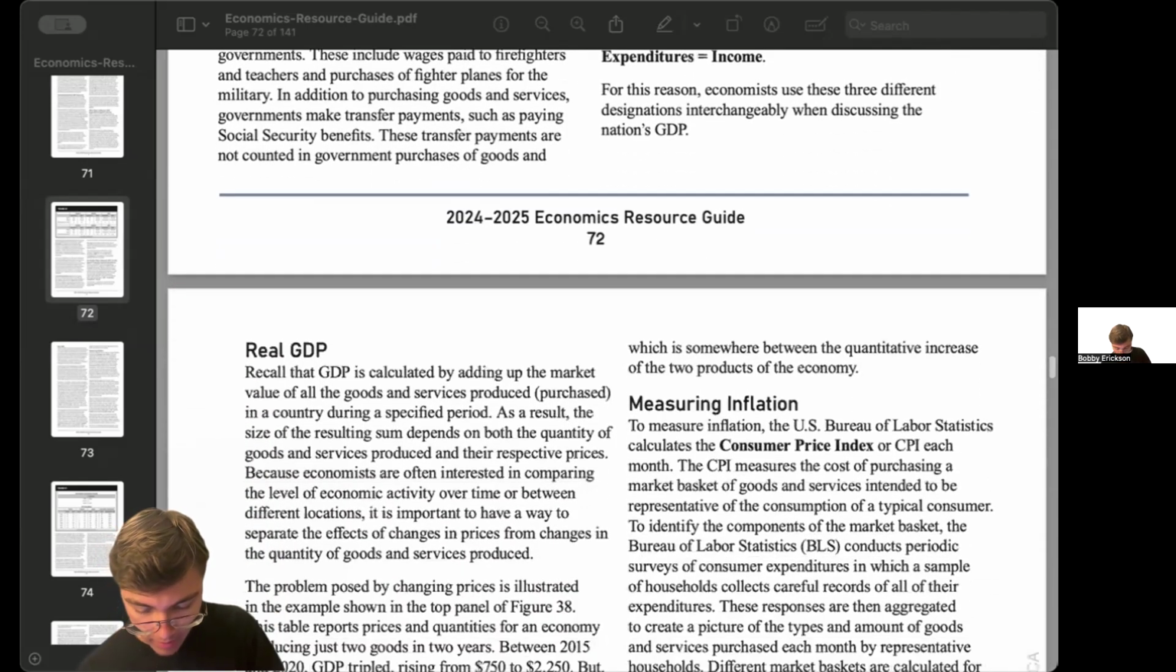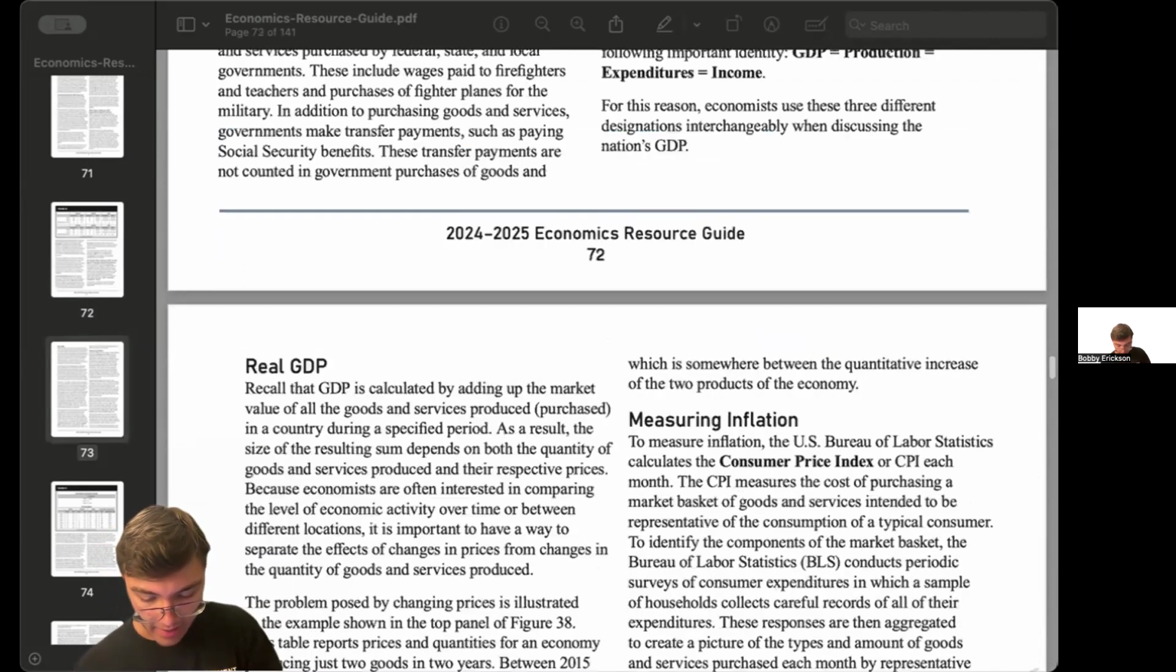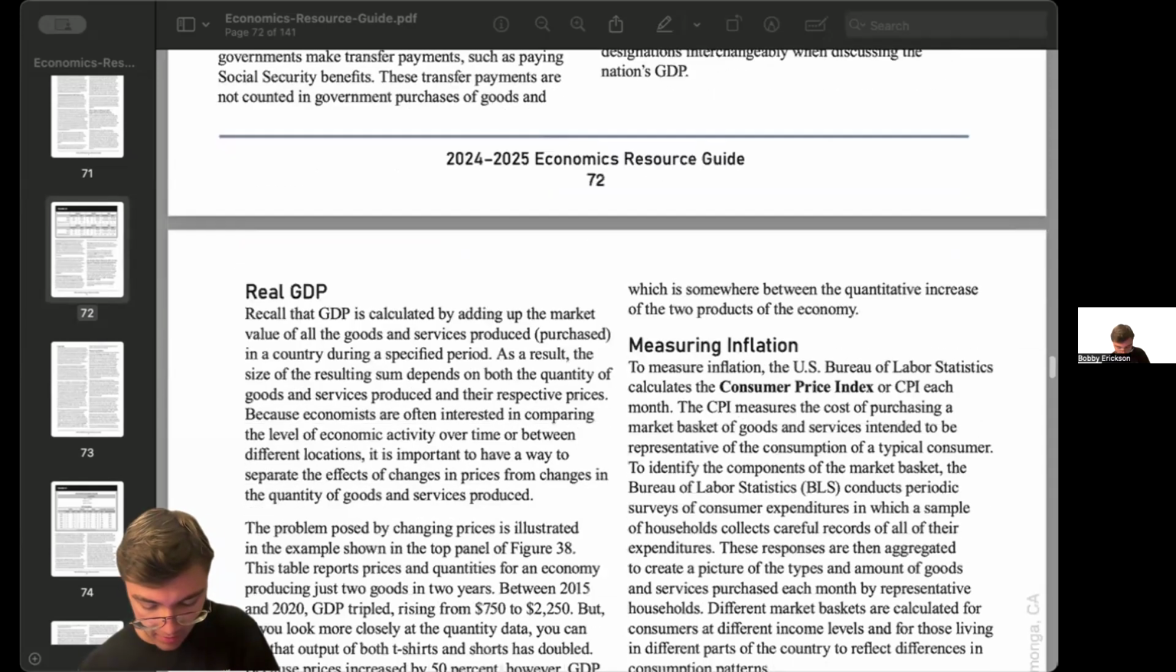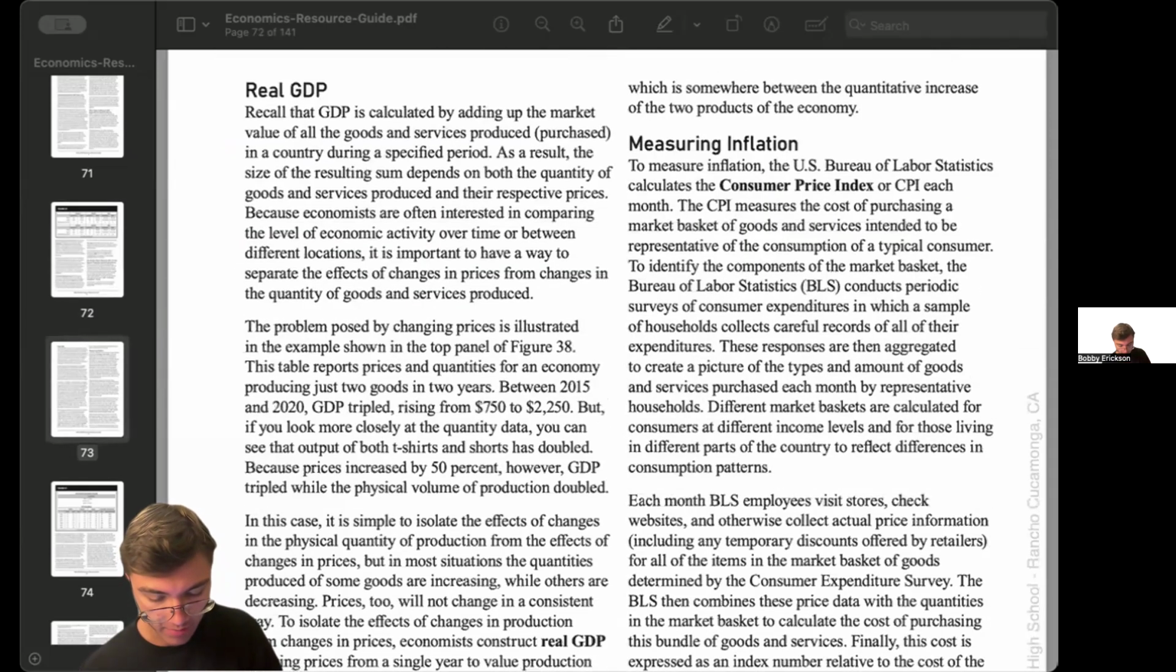And so we're going to look at different designations of a nation's GDP. So let's start by talking about real GDP. How we get real GDP is by adding up all of the value of the goods and services produced during a specified period. And the size of this depends on the quantity of goods and services produced at their prices. So quantity and price multiply there.